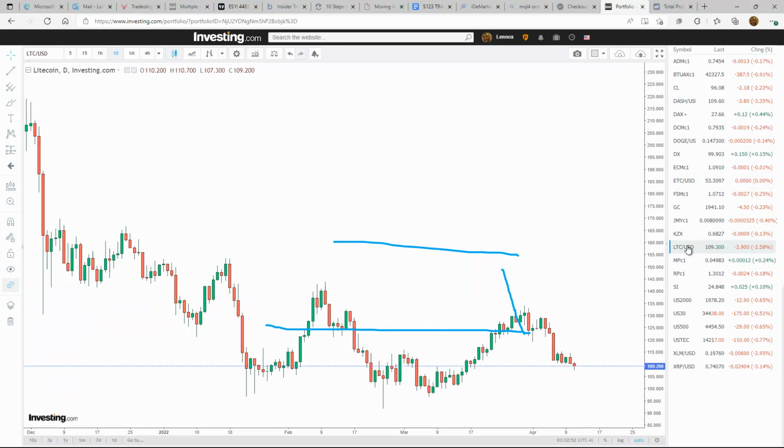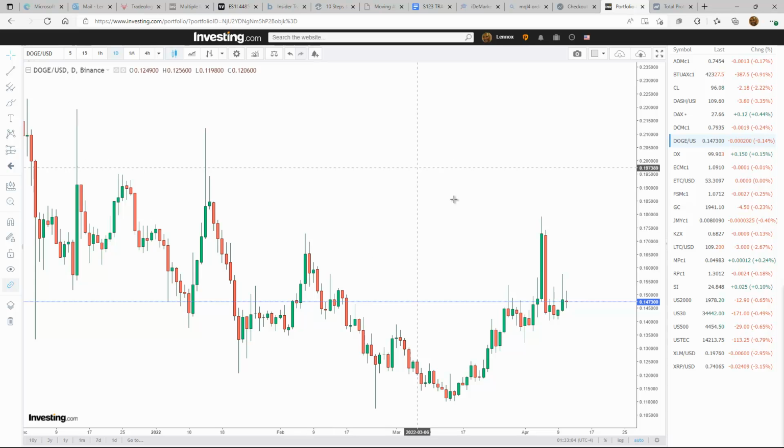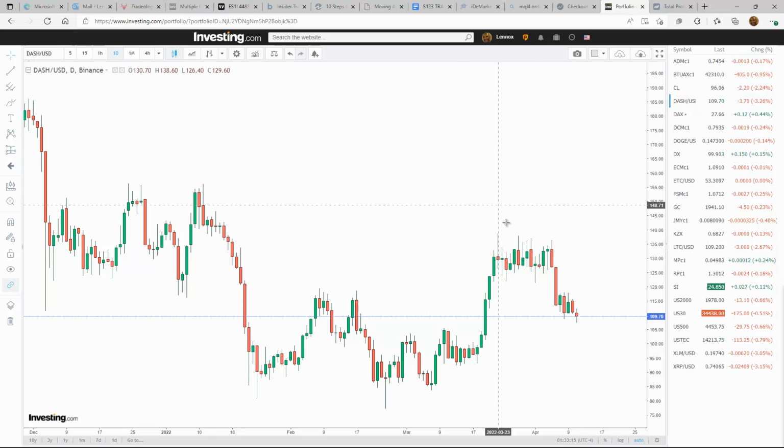Also, Litecoin would be similar, in a sideways funk, looking to move to the downside. So continued pressure on the coins. Dogecoin, similar. We've had a nice run to the upside, but now we're turning back to the downside. So opportunities to sell. And Dash would be similar. Had a nice run to the upside, but now it's heading to the downside.